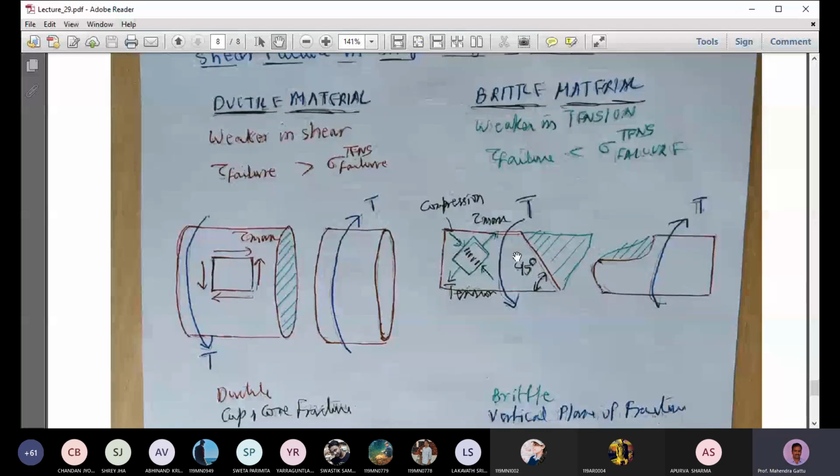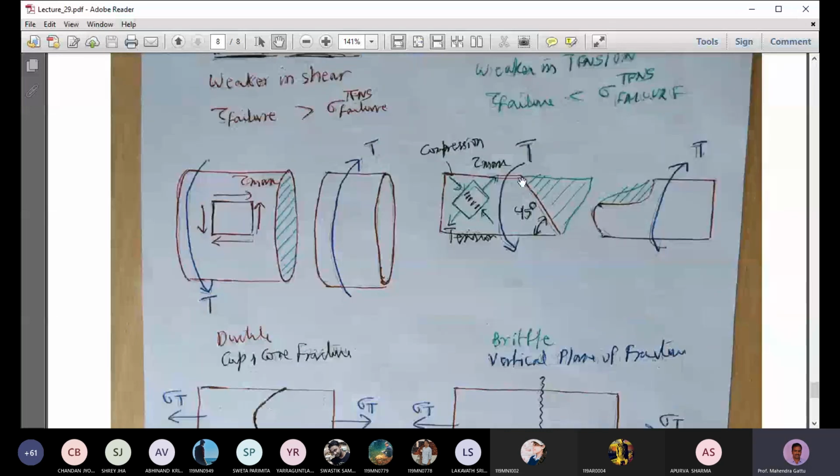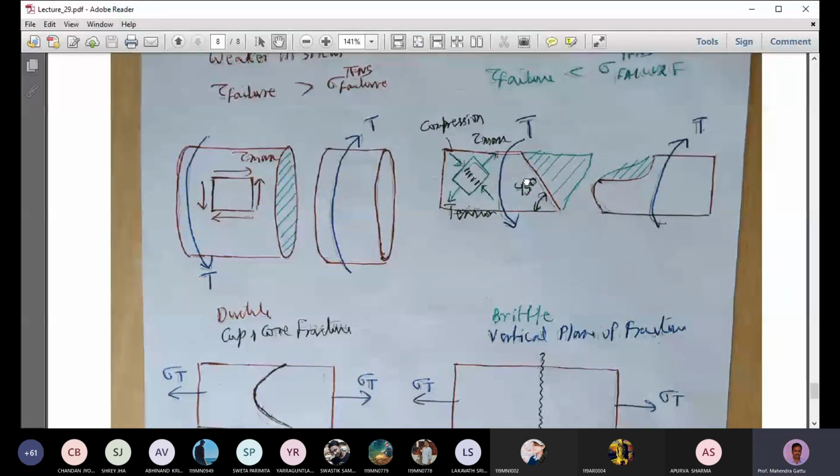Okay, let's look at the chalk piece only. The chalk piece is weak in tension, that is what we know, and it is stronger in shear. So when you twist the chalk piece, it can fail in shear. That means the maximum shear stress is activated and it can fail like this.